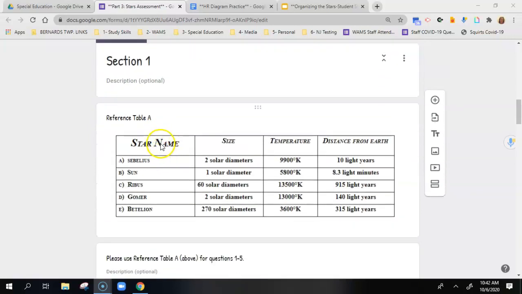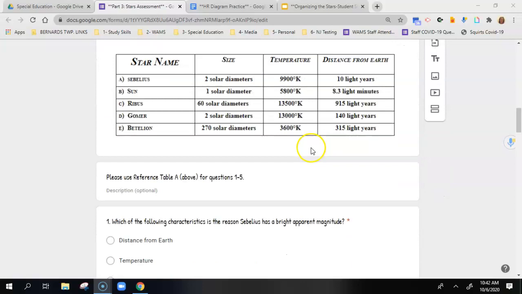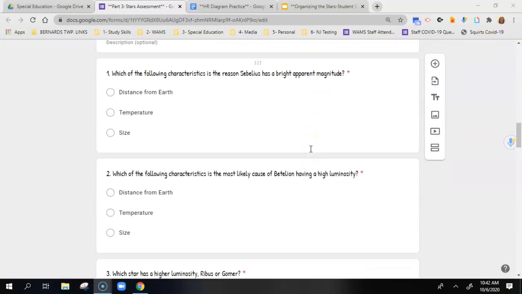You're going to be using this reference table that you saw on our HR diagram worksheet to answer the following questions 1 through 5. Number 1. Which of the following characteristics is the reason Cebulus has a bright apparent magnitude? A. Distance from Earth, B. Temperature, or C. Size.